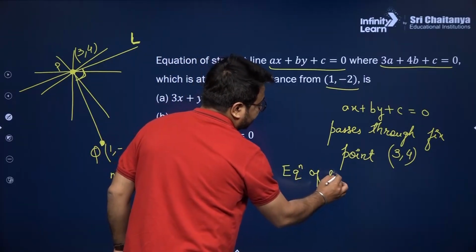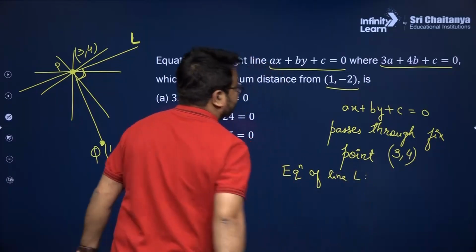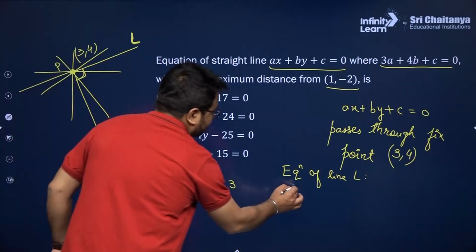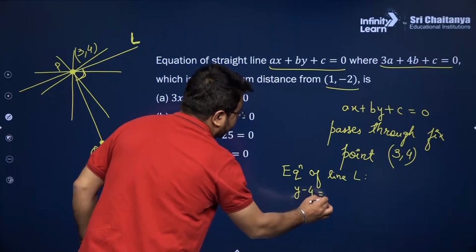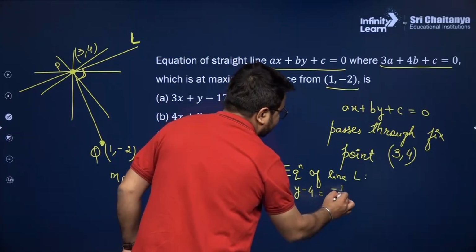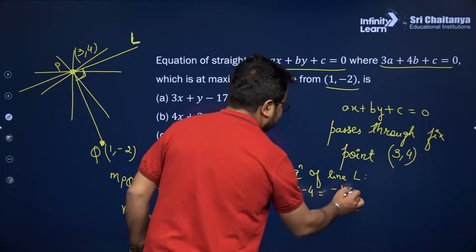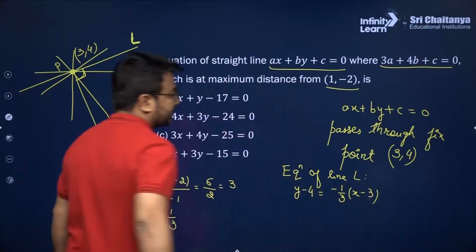Equation of line L. So the equation of line L will be written as y minus y1, that is y minus 4, equals m times, minus 1 upon 3, times x minus 3. I hope this is clear to you.